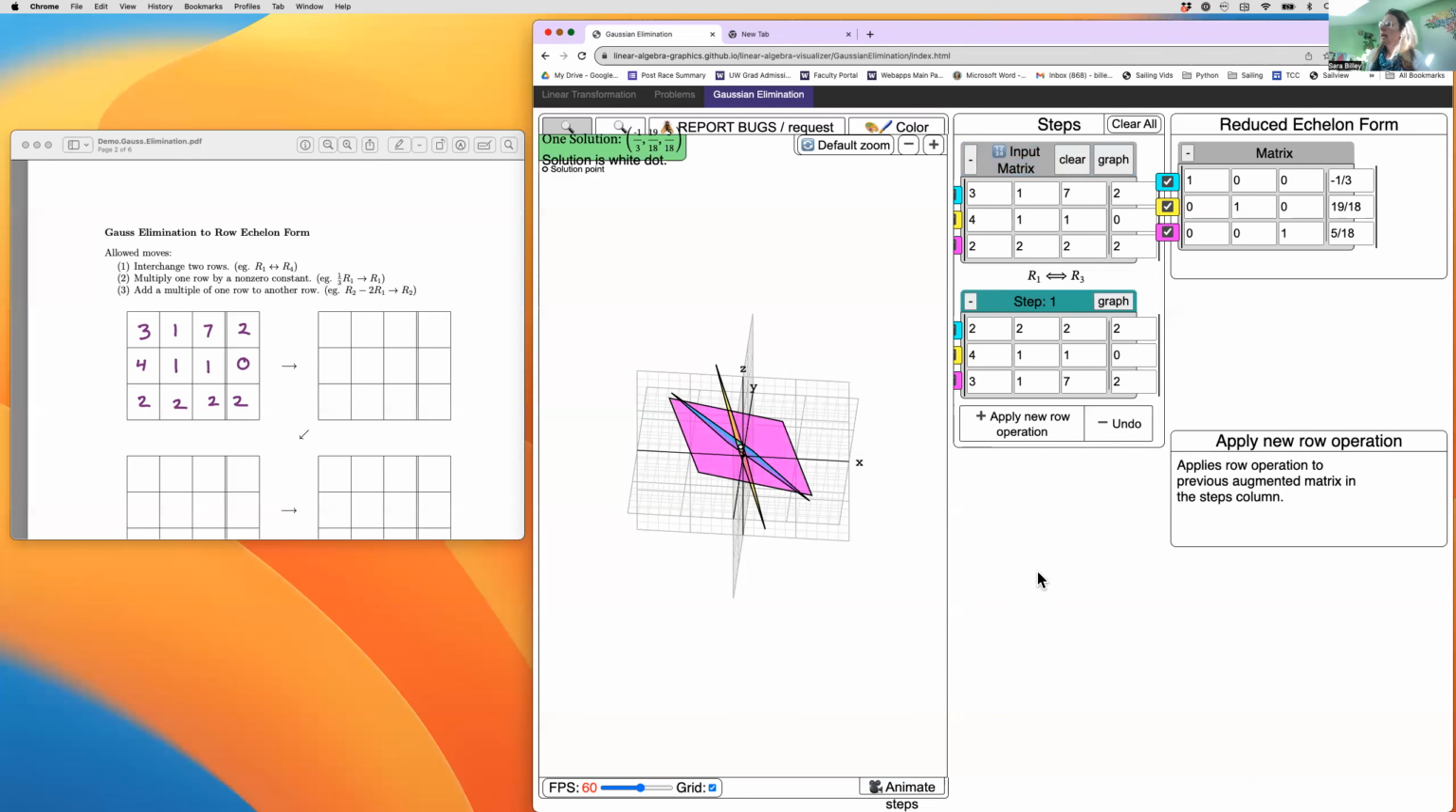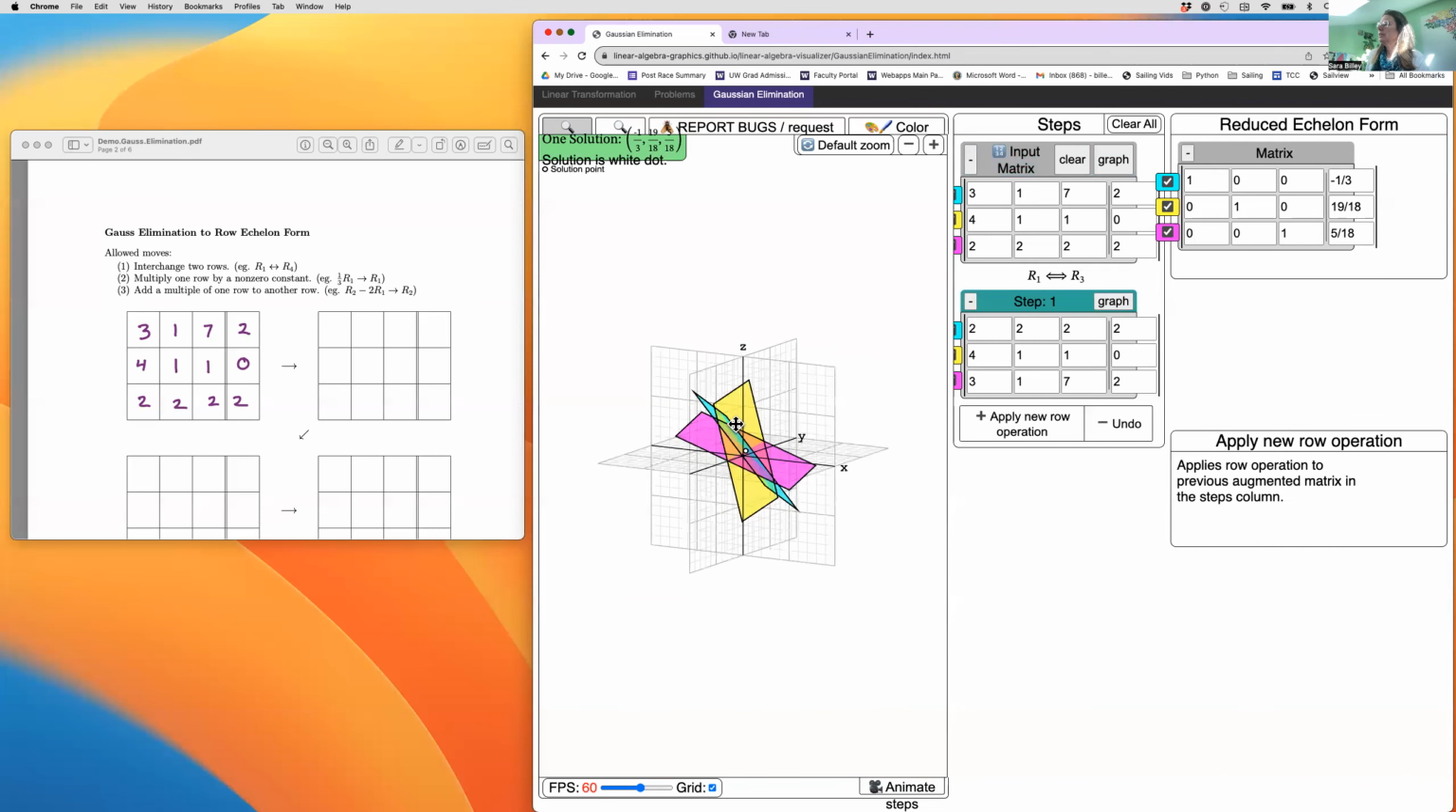Apply. And it changed the picture. Did you see that? The hyperplanes have changed a little bit. That's just because it recolored them. One of them swapped. It looks like the blue and the pink ones have swapped. Otherwise, the picture is pretty much the same.